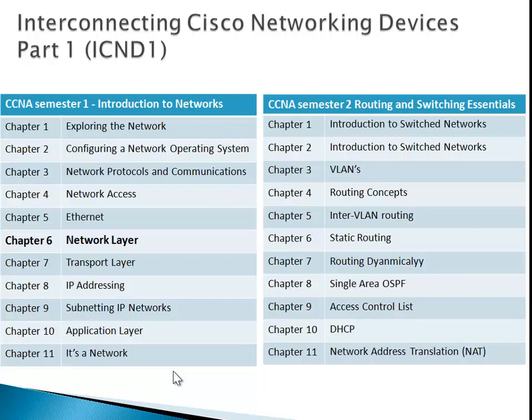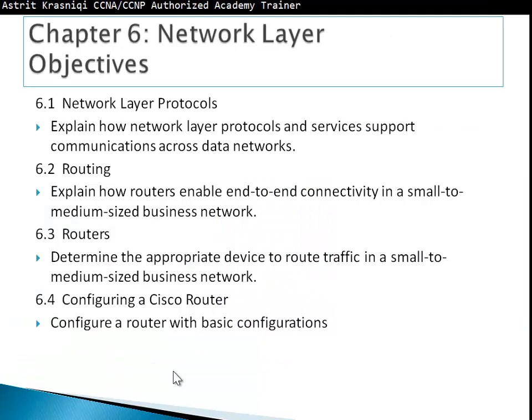In this session today we will be covering the network layer, chapter 6 of CCNA semester 1, Introduction to Networks. This lesson is divided into 4 sections. Section 6.1, Network Layer Protocols. In this section we will explain how network layer protocols and services support communication across data networks.